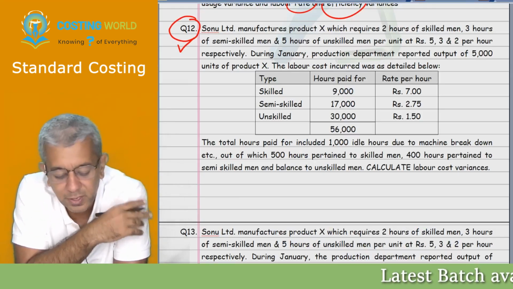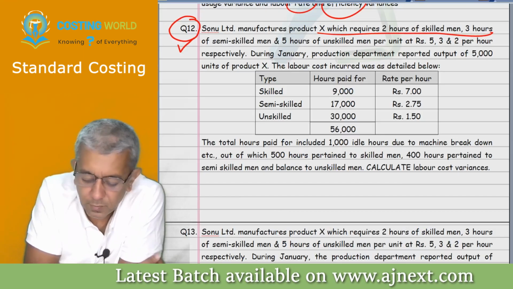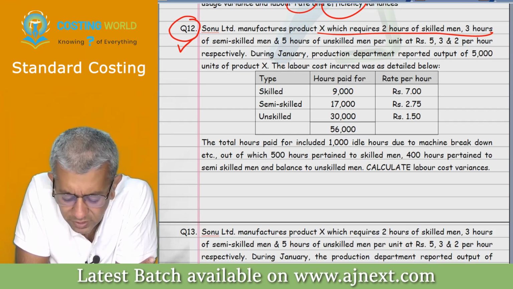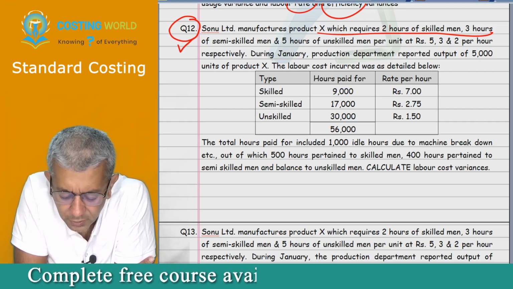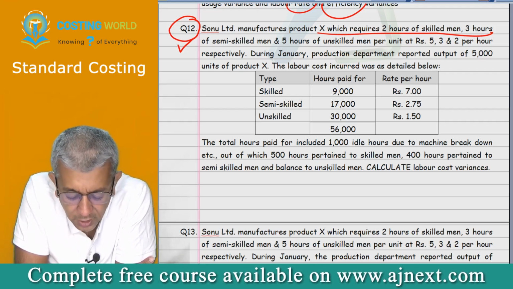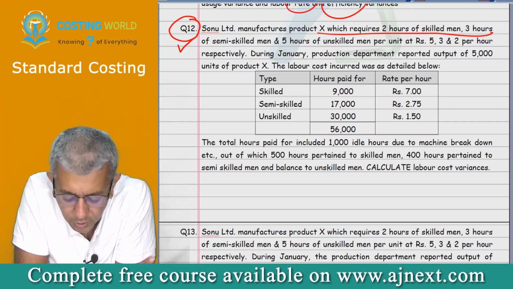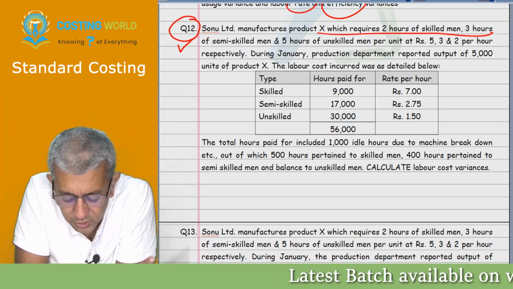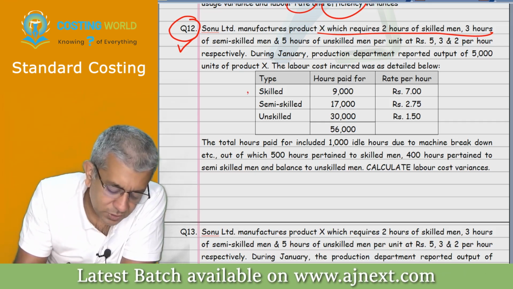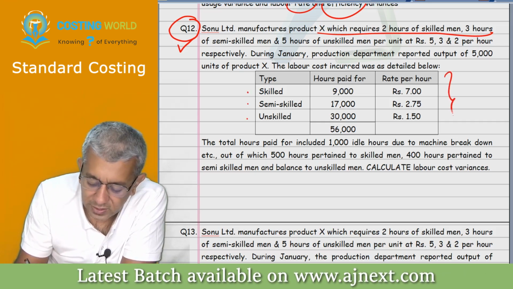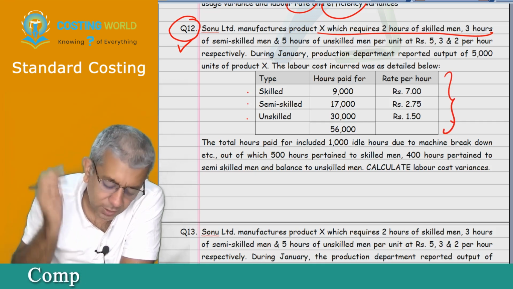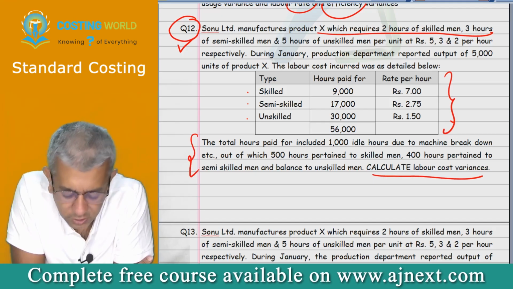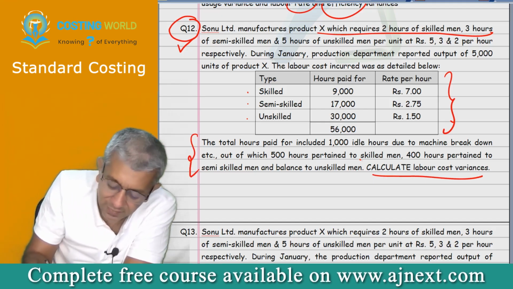Listen, Sonu Limited manufactures product X, which requires 2 hours of skilled men, 3 hours of semi-skilled men, and 5 hours of unskilled men per unit, at the rate of 5, 3 and 2 per hour. During January, the production department reported output of 5,000 units of X. The labor cost incurred was detailed as below: type skilled, semi-skilled and unskilled. Obviously, this is the actual data. Now, this line you all forget for the timing. Calculate labor cost variances. I will come back to this line in some time.